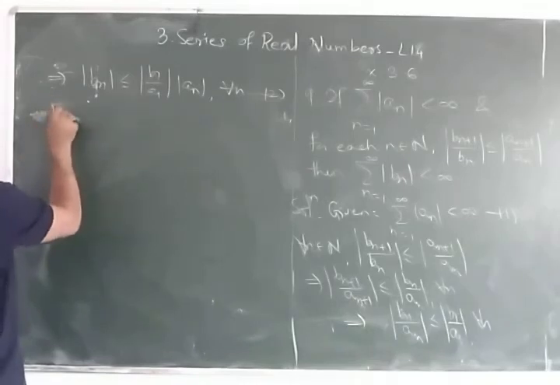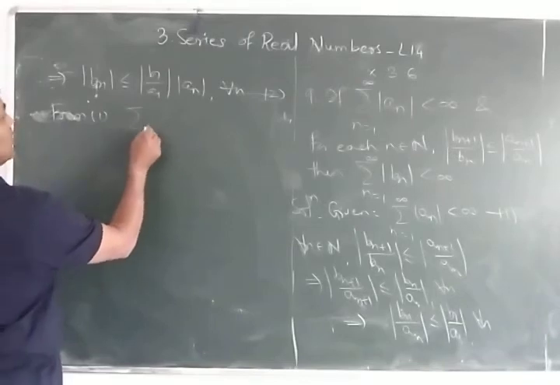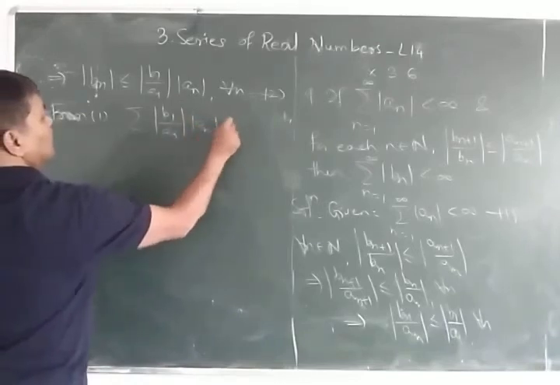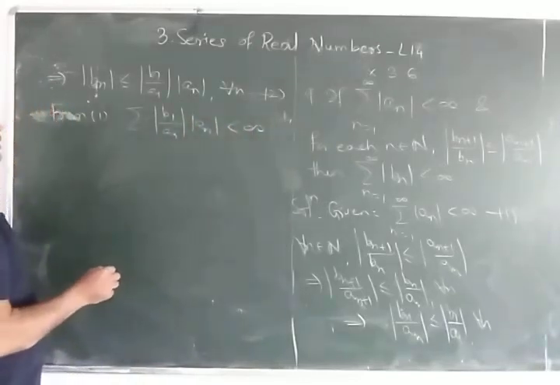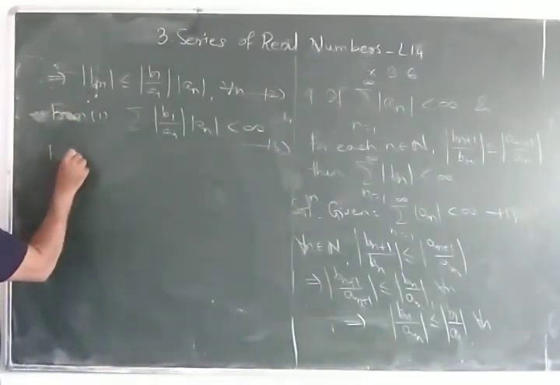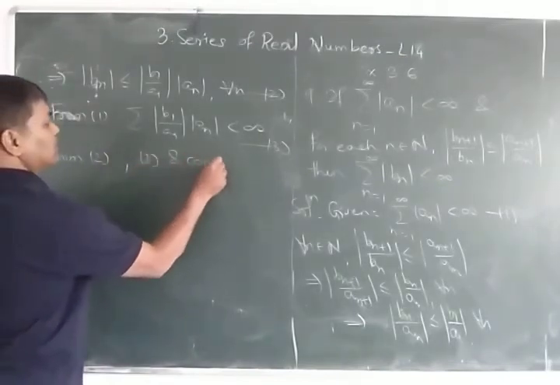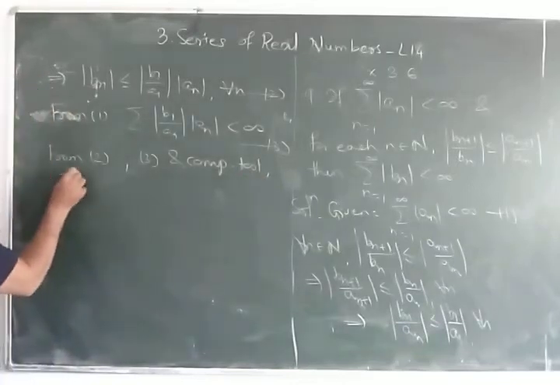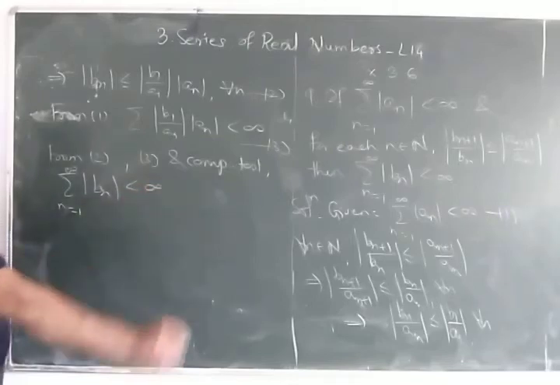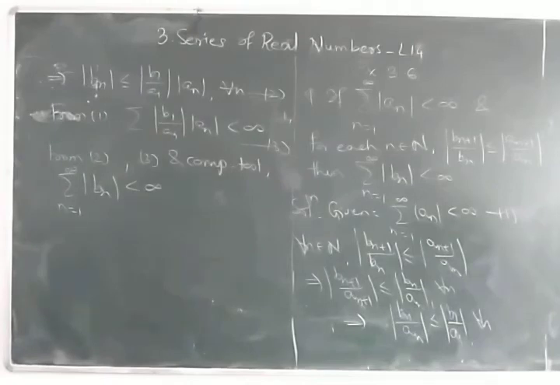So from 1, summation of mod b_1 upon a_1 into mod a_n is also less than infinity. So from 2, 3, and the comparison test, summation of mod b_n, n equal to 1 to infinity, must be less than infinity.